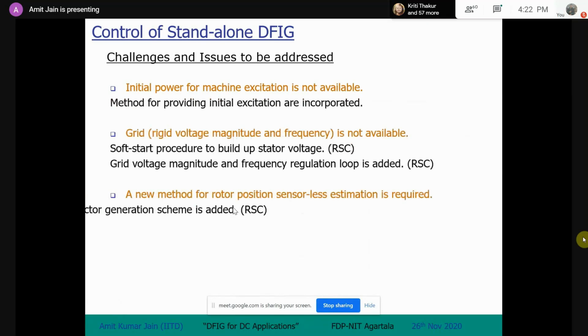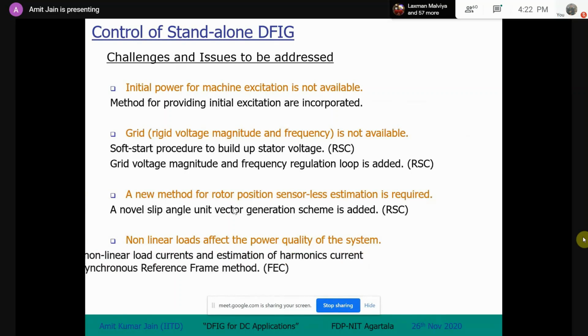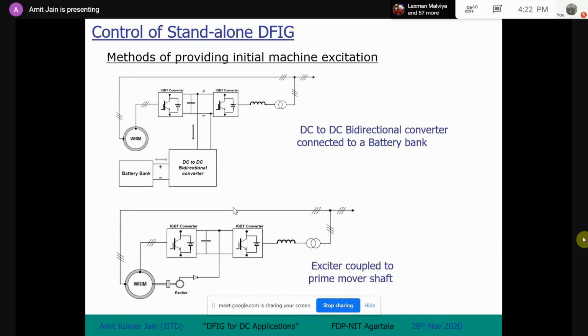So there are a lot of challenges for standalone operation because we have to do everything, and that is how we do it.